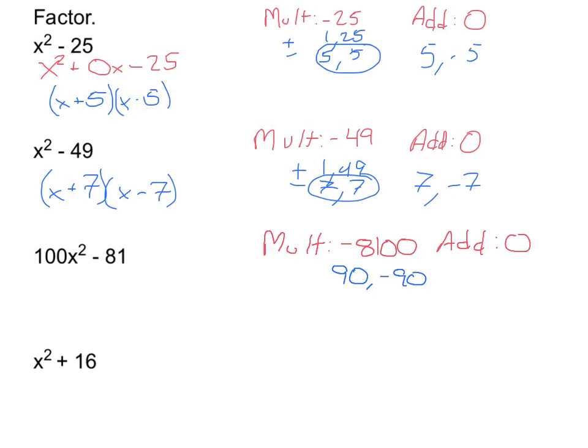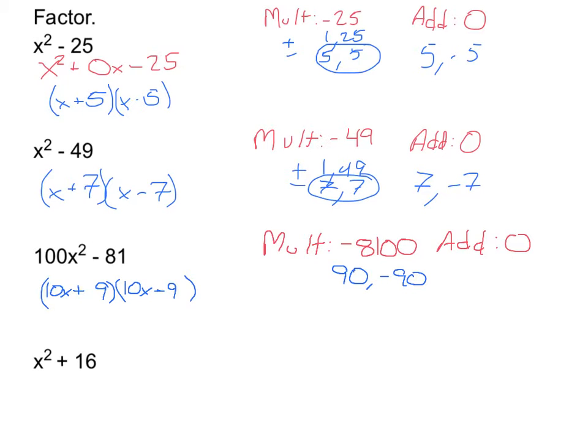But if we factor this, for my outers and inners to be the same, we might as well take the same number. For instance, 100x squared is the same as 10x times 10x, and 81 is the same as 9 times 9. But we need them to be opposite signs, so one has to be plus and one has to be minus.